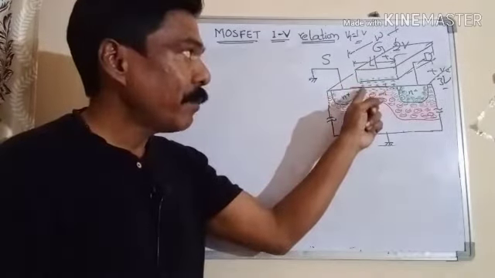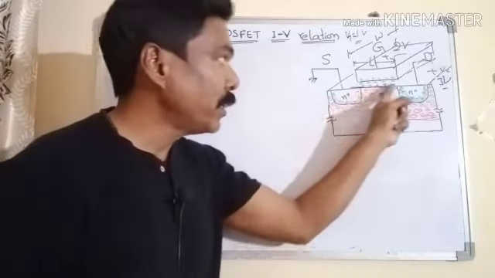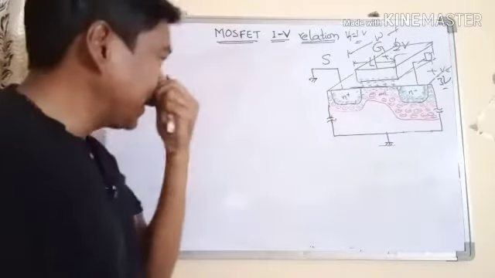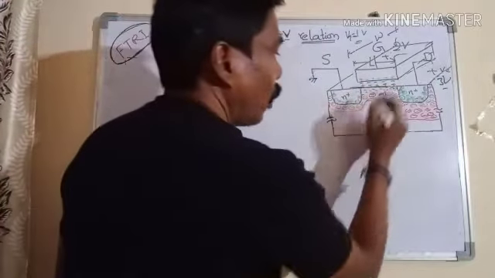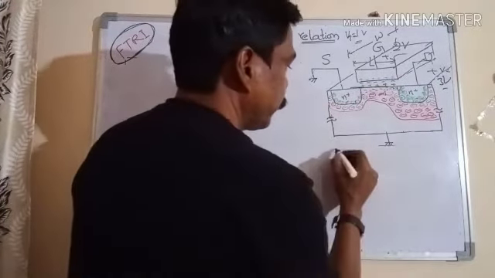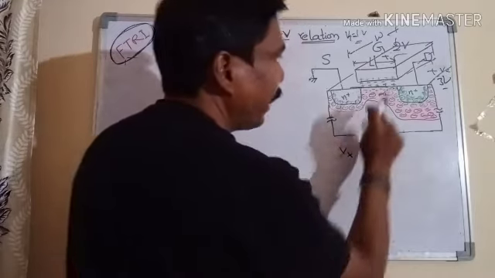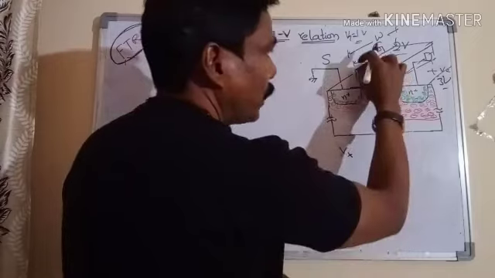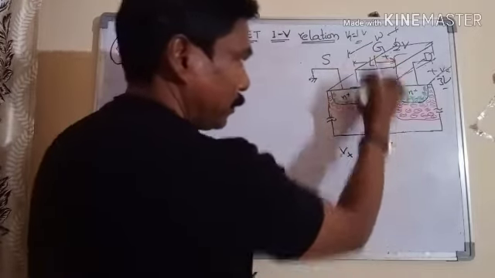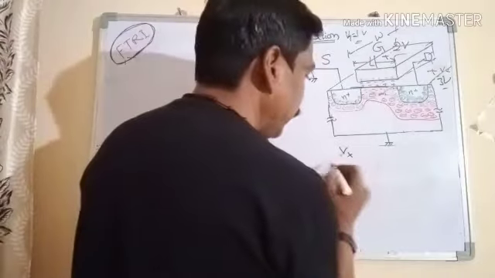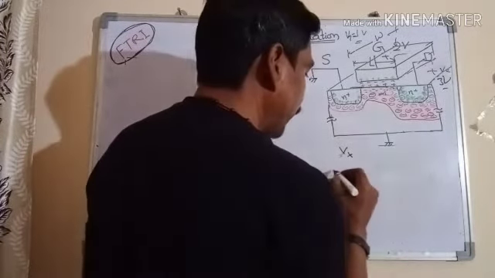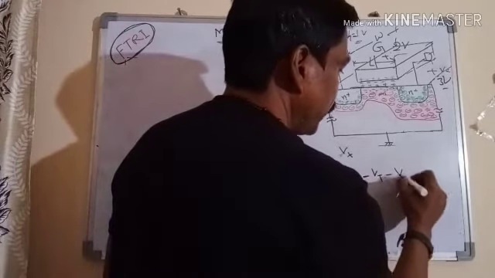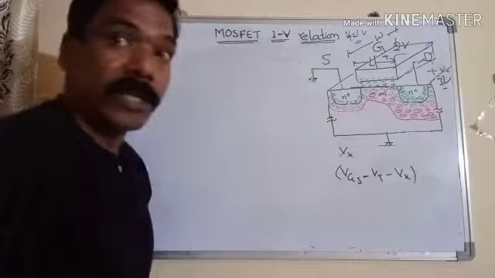VGS minus VT minus Vx. Vx is the voltage at a particular location along the channel. As I said, VDS is changing from source to drain, so I'm calling it Vx, a variable voltage along the channel. For example, at the source end it is 0. So what is the voltage across the channel which is supporting it? That is the channel support voltage, VGS minus VT minus Vx.